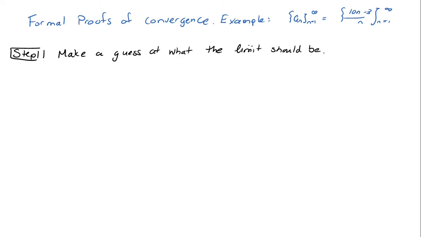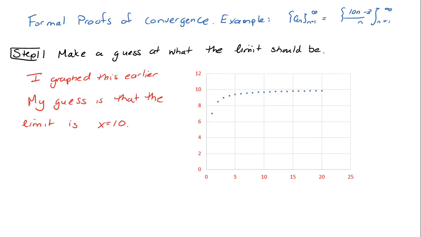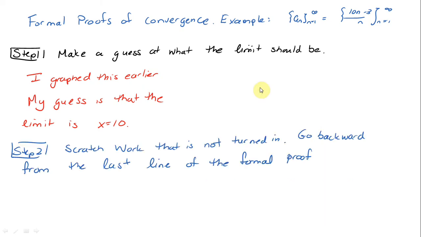The first step is to make a guess at what the limit should be. Now we already graphed this earlier. I can see it, and it looks like the limit should be 10. So I'm going to make a guess that my x in this case is 10.